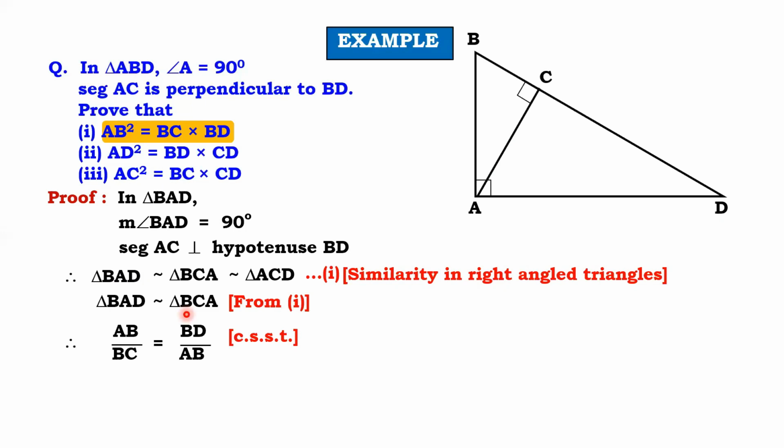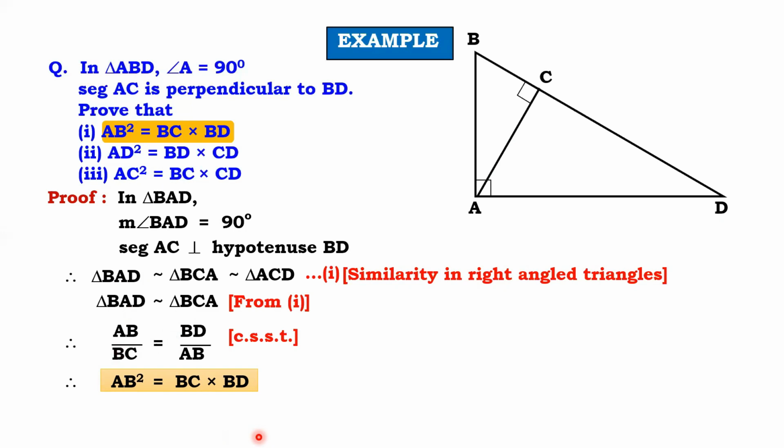CSST. Cross multiply, AB into AB will be AB square is equal to BC into BD. And this is what we have to prove. So hence we have proved the first part. Is it clear to all of you? So it was very simple. From the given information we understood which theorem to apply, and then from what to prove we understand which two triangles we have to consider. So only first part is done.